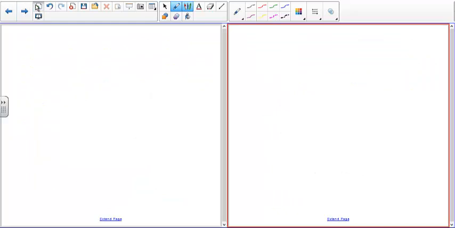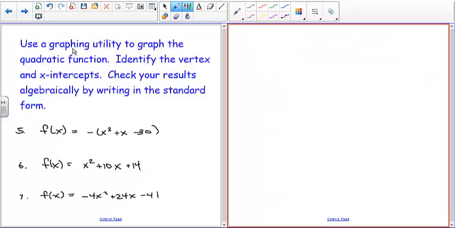Okay, so the next one is similar. It says use a graphing utility to graph the quadratic function. Identify the vertex and x-intercepts. Check your results algebraically by writing in standard form. So it's really just what I did, except doing it the opposite way. I plotted it. So what we'll do is do it in the order they say, and then we'll do it in the right order, and then we'll check things out.